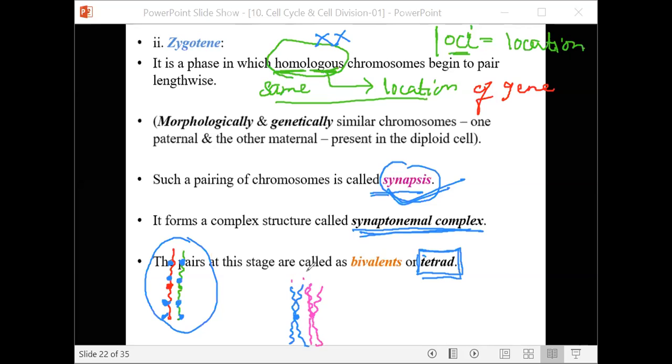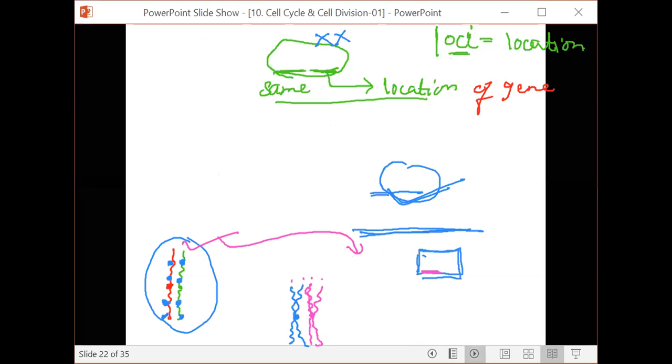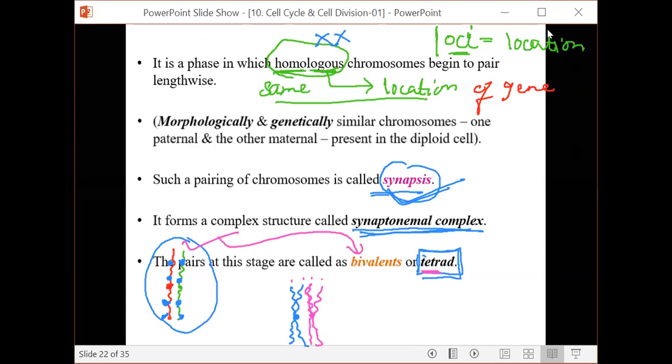So 1, 2, 3, 4, tetrad, but in leptotene they appear like this. So hence bivalent. Okay. Any doubt till here? All understood about the zygotene part? Do you understand why the term zygotene and what is happening in that?